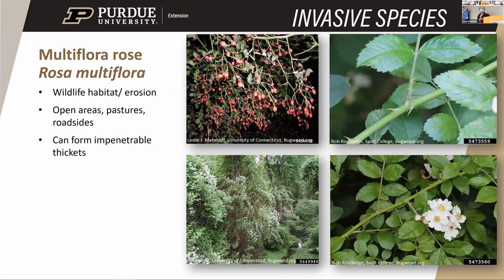The next one is multiflora rose. It was used as a living fence, maybe some erosion control, again native to Asia. Its identification is the alternate compound leaves that it has. Each of these is a leaflet, while the leaf is on the main stem. So think about leaf versus leaflet.